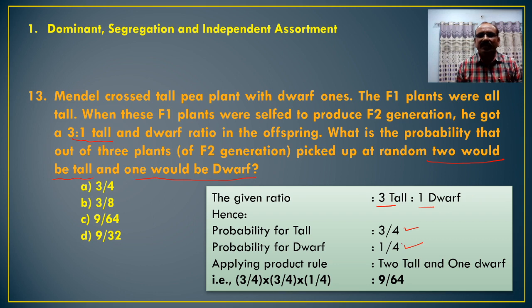Hence we have taken the probability of the tall and the dwarf, and we have multiplied. This one is the probability of tall, and this will be the probability of the dwarf. Hence 2 tall, that is 3/4 into 3/4, and 1 dwarf, that is 1/4. So the multiplication becomes now 9/64. Hence the answer of this question, the probability of picking up the 2 tall plants and 1 dwarf, becomes now 9/64.